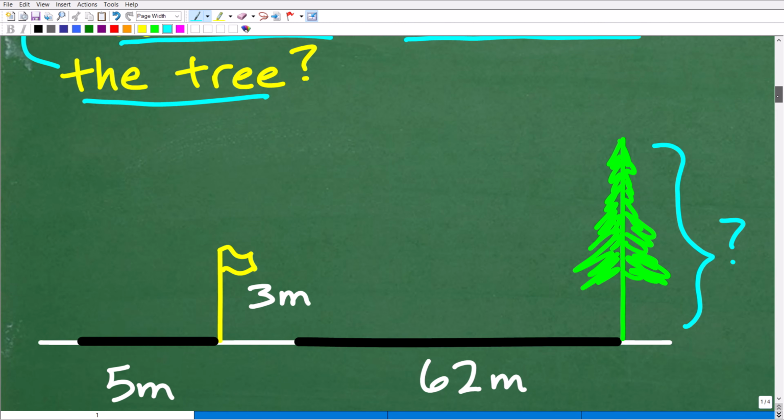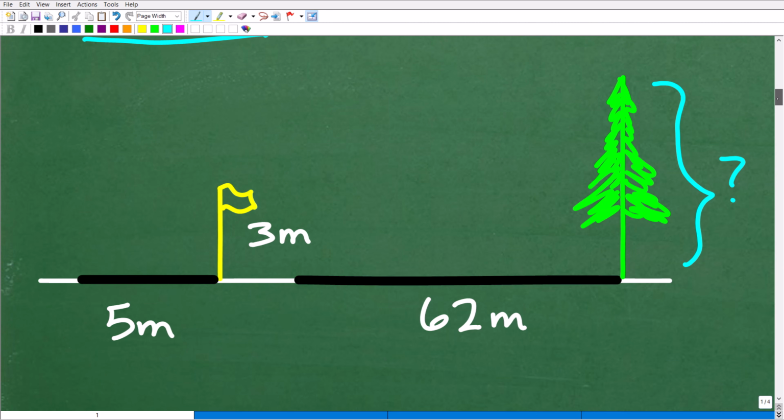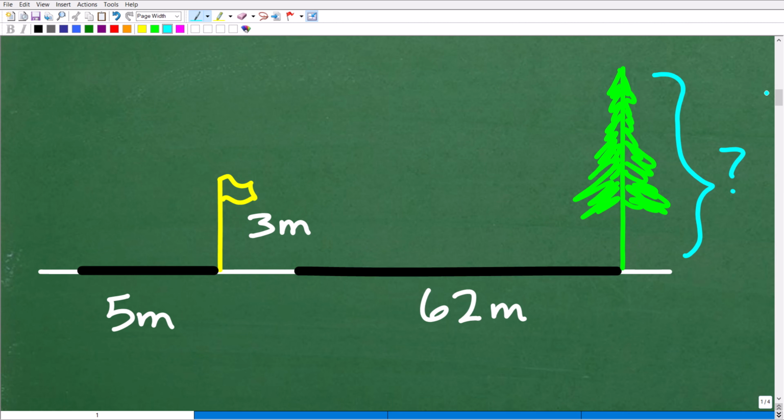So let's take a look at my little sketch. Now yours doesn't have to be as fancy as this, but here is the ground, here is our flagpole, here is our nearby tree. So here is our flagpole and here is the shadow for the flagpole. The flagpole is 3 meters, the shadow is 5 meters, and then we have this tree. At the same time, this tree is casting a shadow of 62 meters.